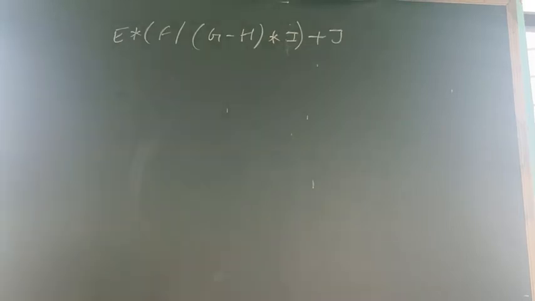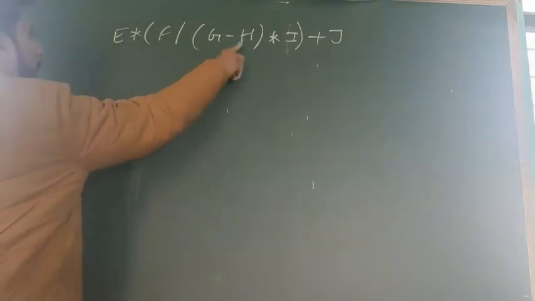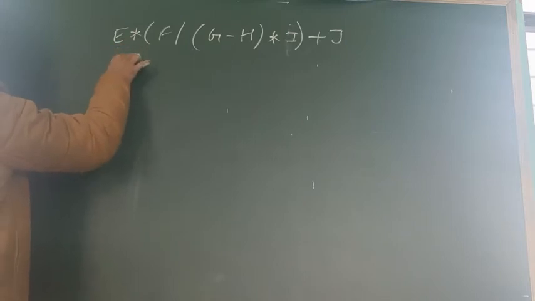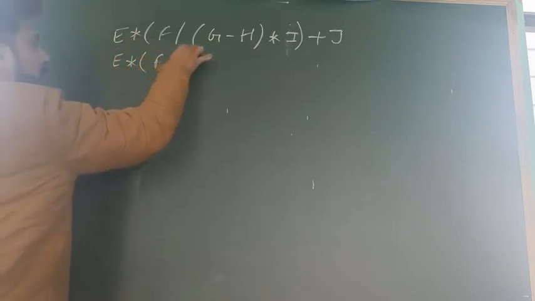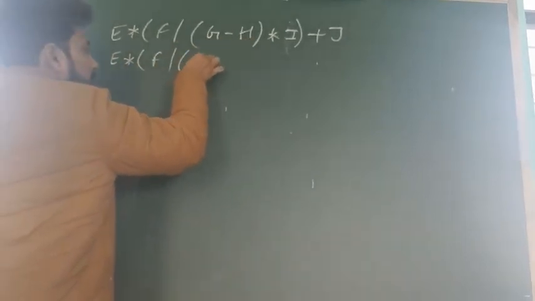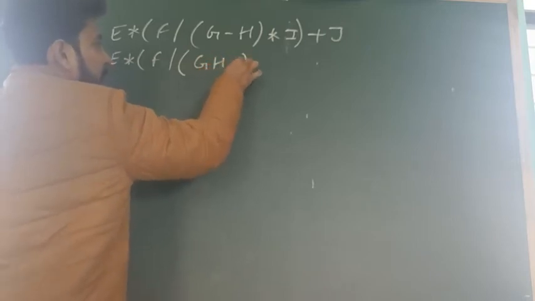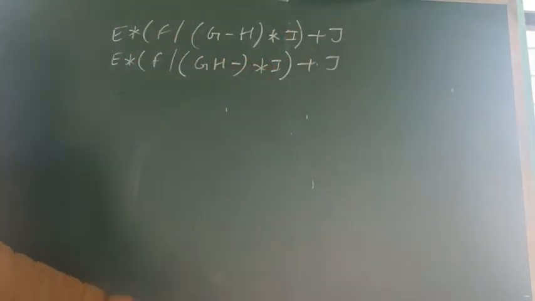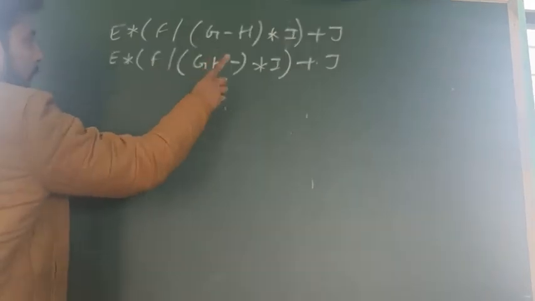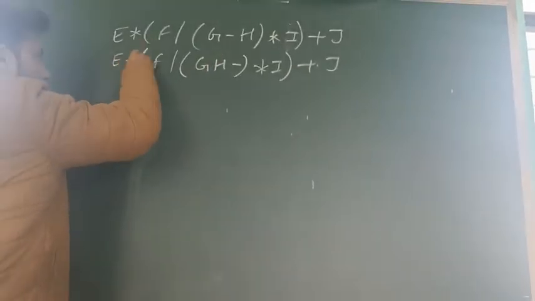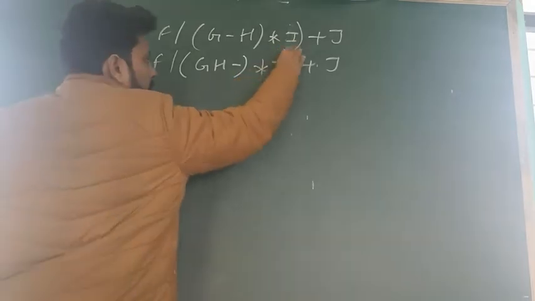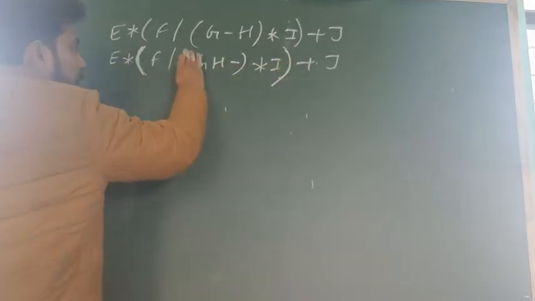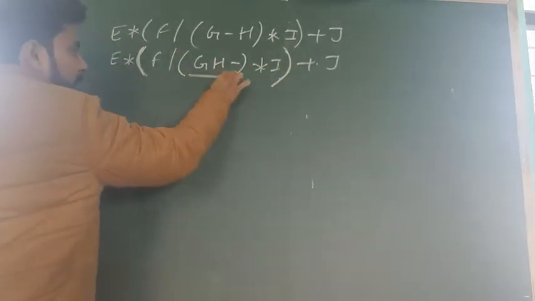Now remember one thing very clearly, when you are converting infix to postfix, just follow the brackets and your rules. The first rule is, we have to solve the bracket. So E star F slash, first this we have to convert, so G H minus into I plus J. Okay. Now we are having the into, but we are having this bracket first. This is the solved bracket. So this is your expression one.